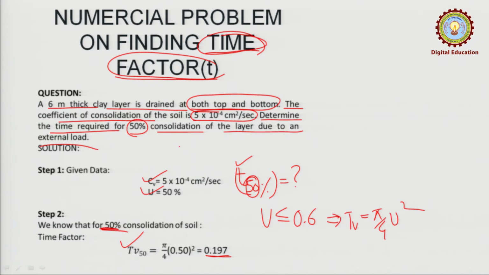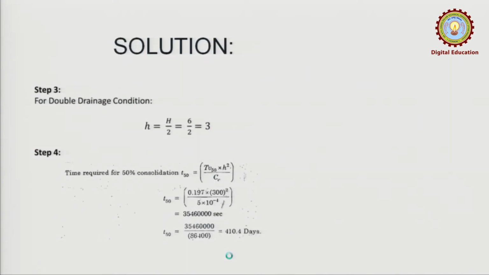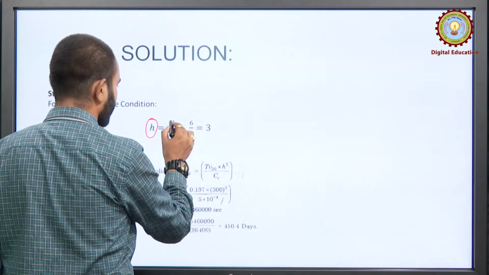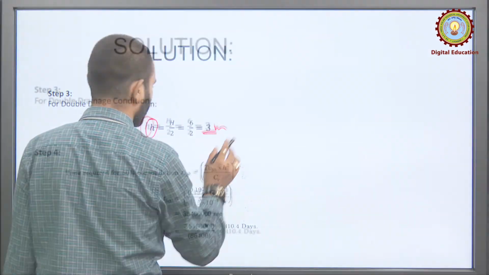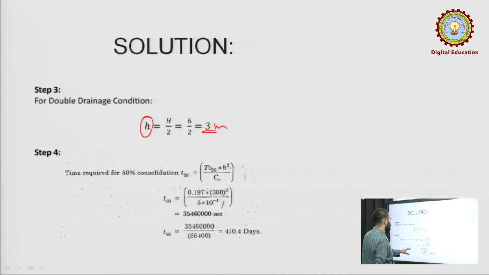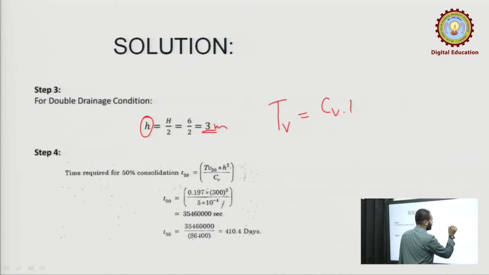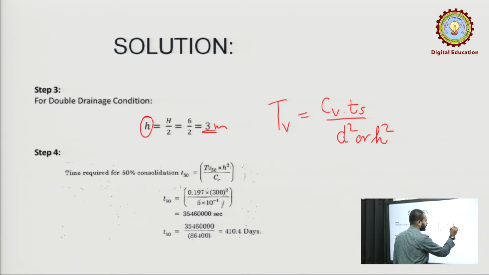Okay. Then double drainage. So what will be the value of H? H by 2. So it is 3 meter. Okay. Finally, the formula, or you can write it H square. Okay. This will be for 50. So, this also we have calculated for 50.